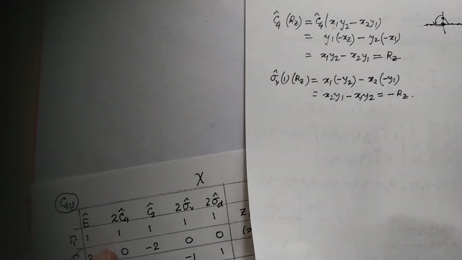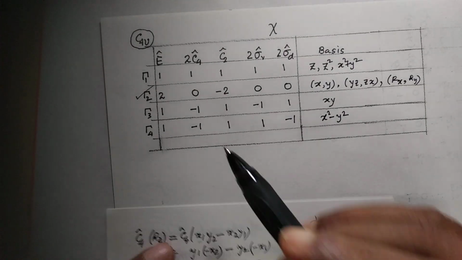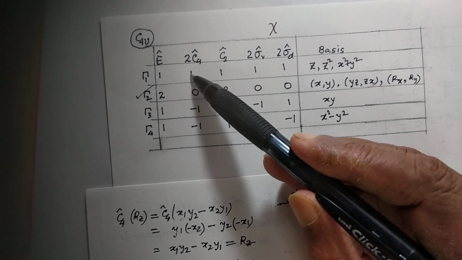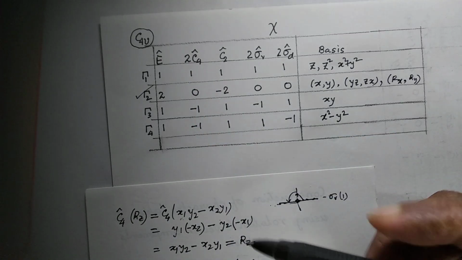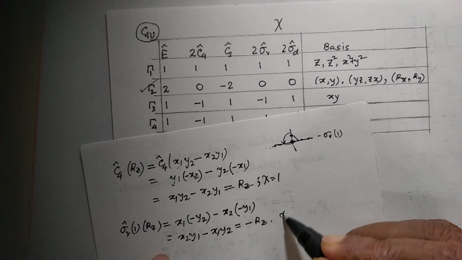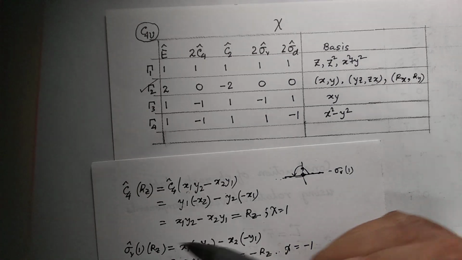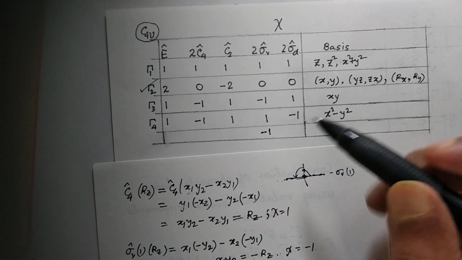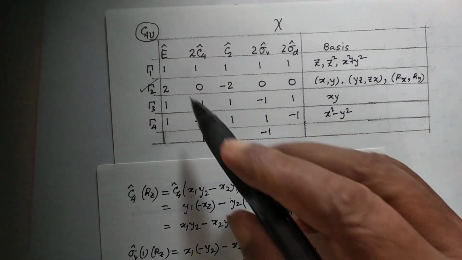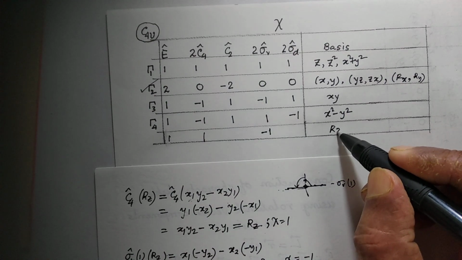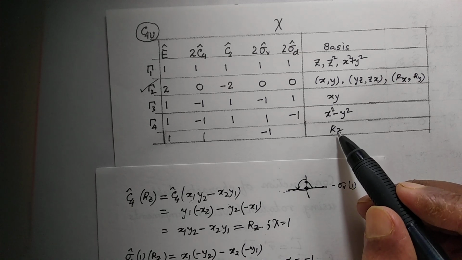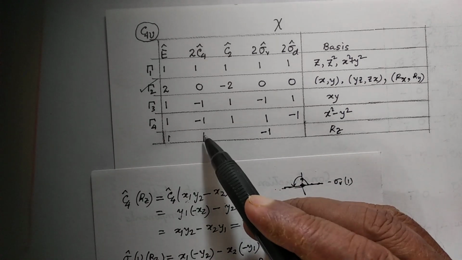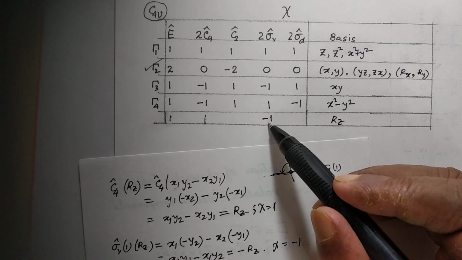C4 gives a character 1, but sigma V gives a character minus 1. So therefore, we have a new representation. E will give a character 1 because our basis is RZ, a one-dimensional representation. E leaves RZ unchanged, so we get 1. And C4 gives 1, as we have written here. Sigma V gives minus 1, we have written here.